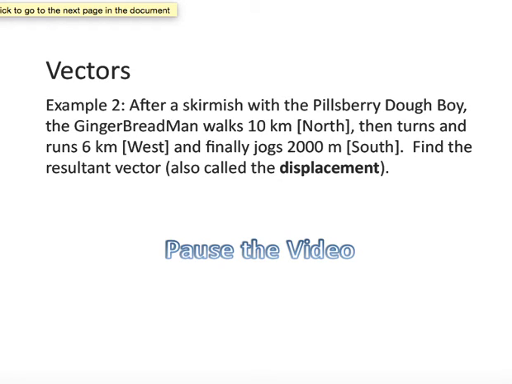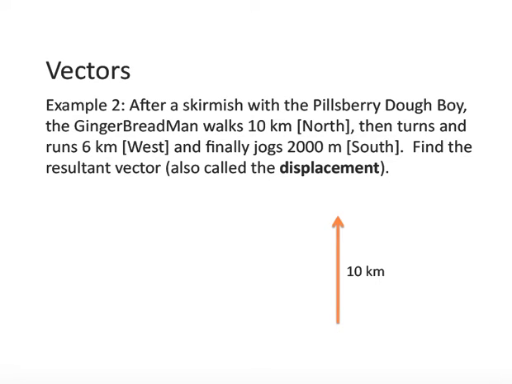So I'd like you to try this question right now. Go ahead. All right, here's the solution. Remember, tip to tail. 10 kilometers north. Then you turn west and you move 6 kilometers. And then you jog 2,000 meters south, which recall is 2 kilometers.